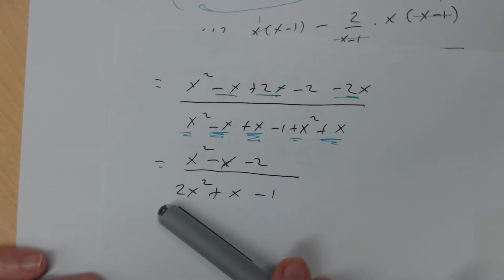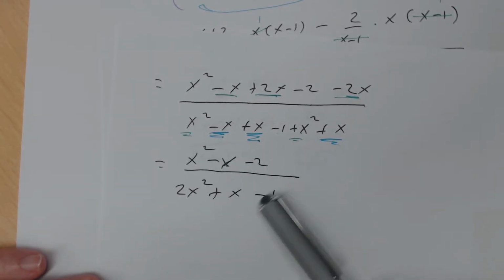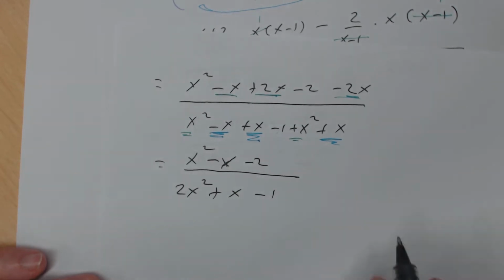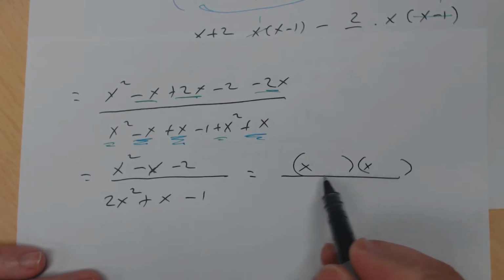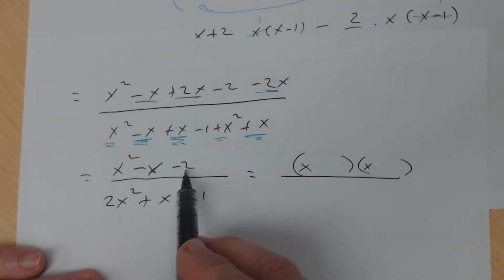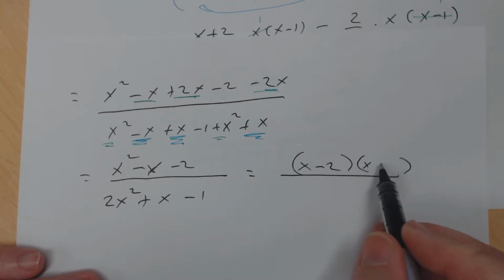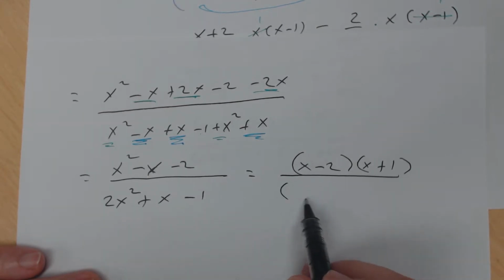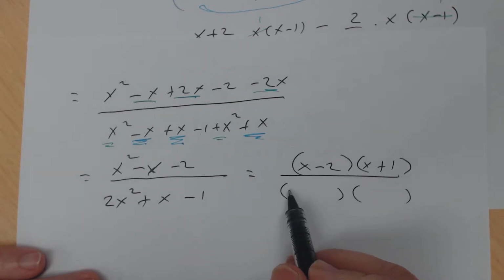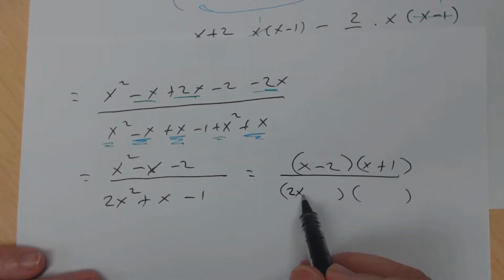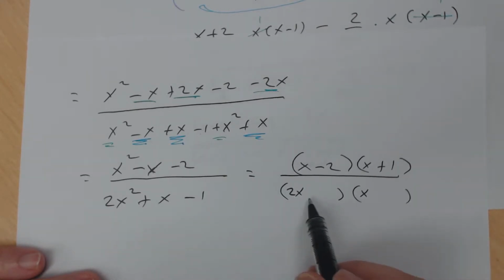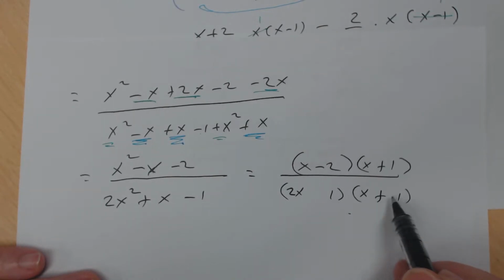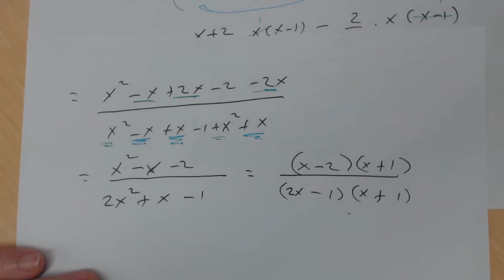Alright, now remember the last step is to factor your numerator and denominator and see if you can reduce any factors. So let's go ahead and factor the numerator. When I factor x squared minus x minus 2, I'm going to get x minus 2 times x plus 1. And the denominator, I'm going to get 2x, x. The last sign is negative, so the signs in here are different. And the only possibility for 1 is 1 and 1. And I'm going to need this to be a plus and this to be a minus. Alright, so that's where I'm at.